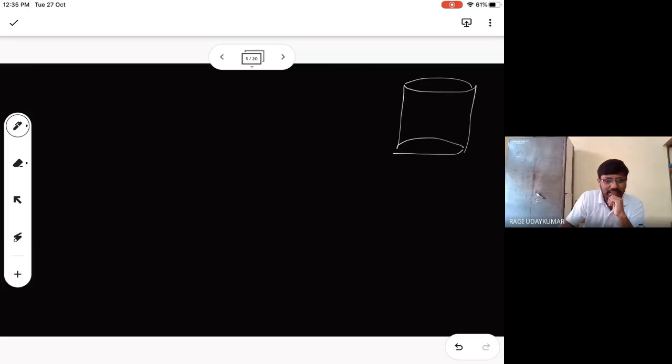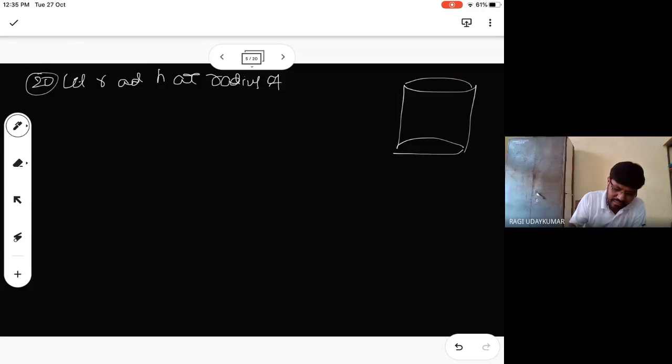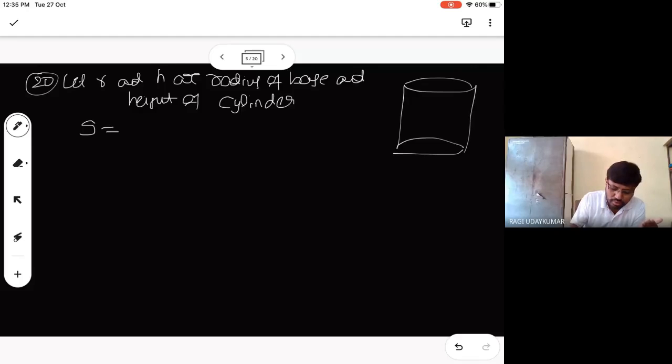Okay, so in this situation, let r and h be the radius of the base and the height of the cylinder. What is given here? The surface area is given to us. Let S be the surface area. So S is equal to 2 pi r h plus 2 pi r square. It is given, so it is a fixed value.